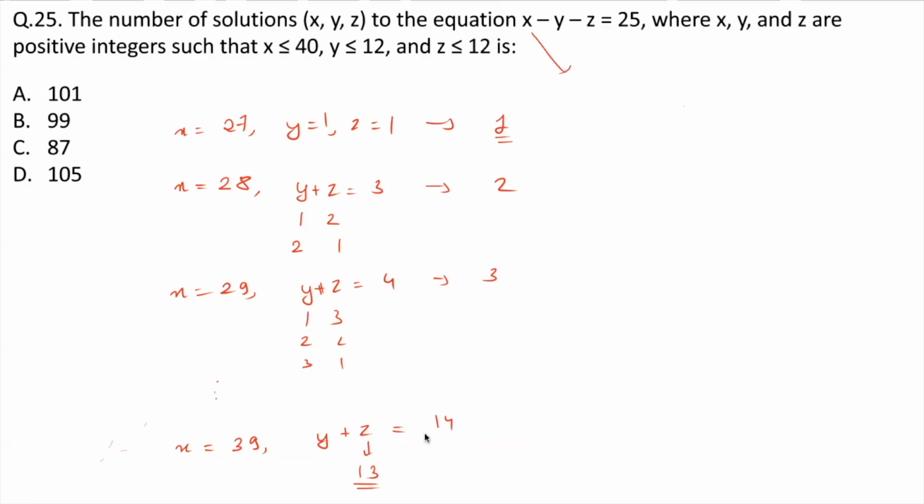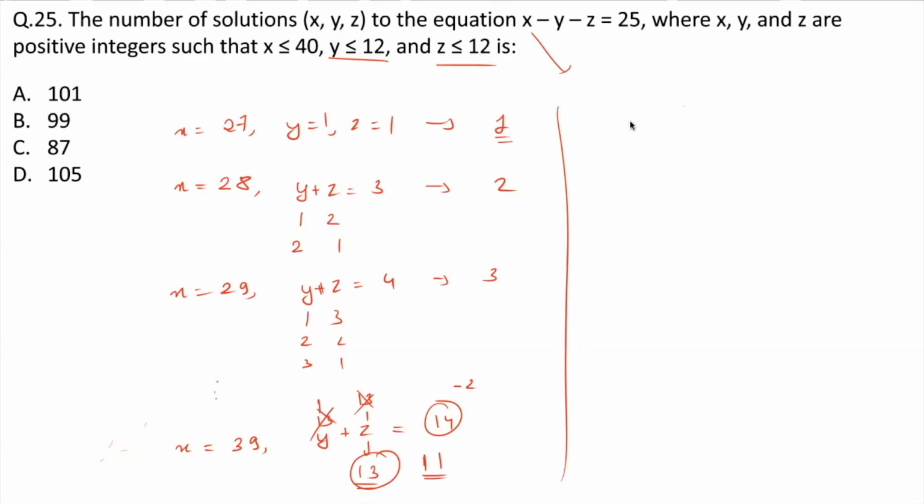But guys, we have a small problem here. Y and z each has to be less than or equal to 12. So I have to subtract two cases from here, right? The two cases are when y is 1 and z is 13, and y is 13, z is 1. None of them can be 13, right? So basically we remove those two cases. So here I don't have 13, I have only 11 possible solutions, right?